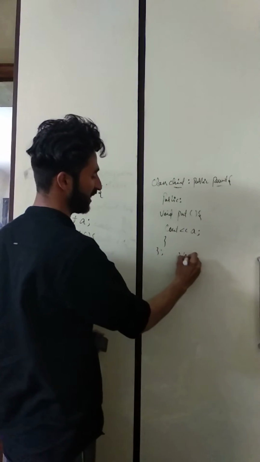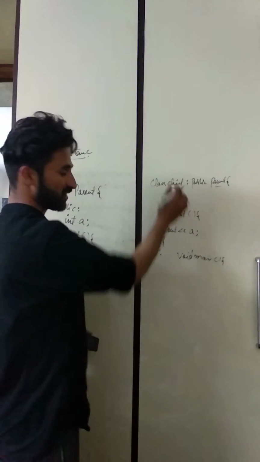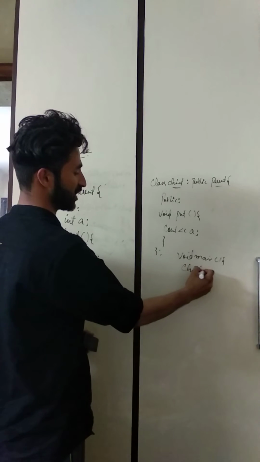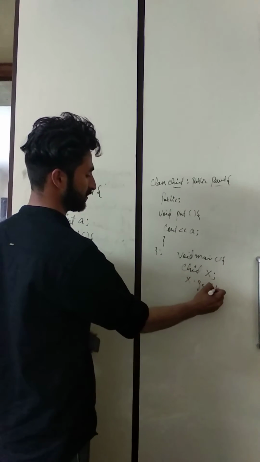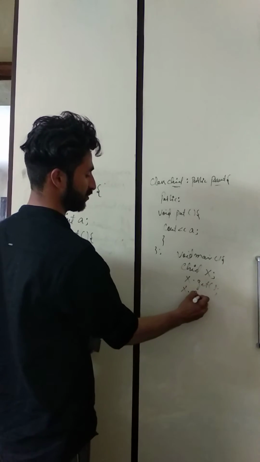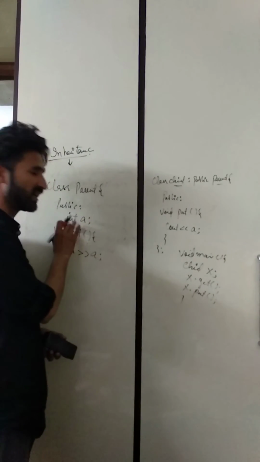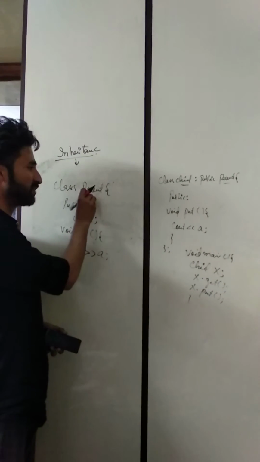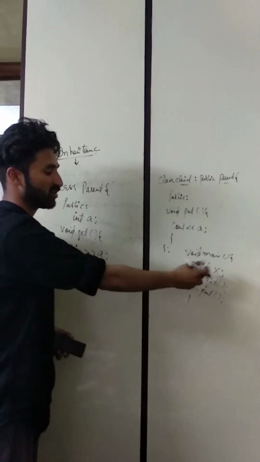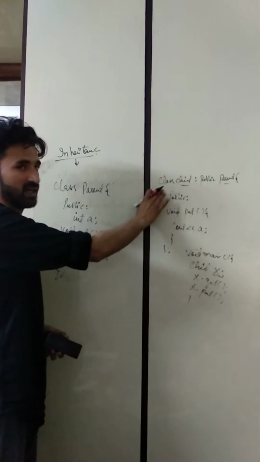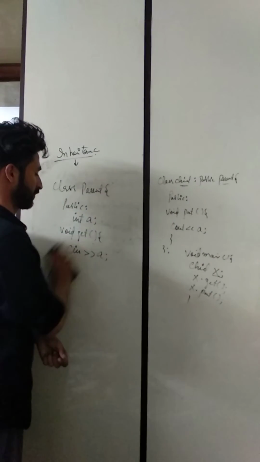So I am writing void main. In main, I am just creating the object of this child class, child x, x dot get, x dot put. All the public and protected member of this parent class are inherited inside this child class, and we can access all those things by creating the object of child class. So this is for single inheritance, one parent and one child.